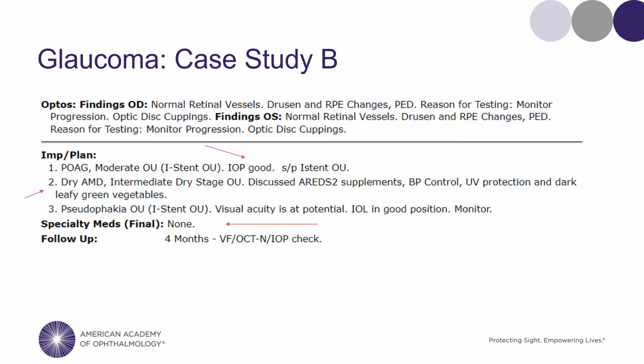A medically relevant comprehensive exam was performed and additional testing included an Optos in both eyes. The assessment includes primary open-angle glaucoma, moderate in both eyes. The IOP is good. Intermediate dry AMD in both eyes was assessed and AREDS 2 supplements recommended. Pseudophakia was also noted. There were no prescription medications. The plan is to return in 4 months for an IOP check and visual field and optic nerve OCT.